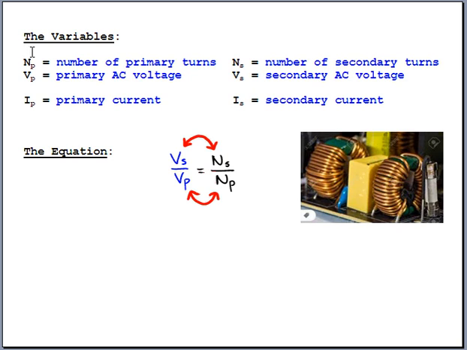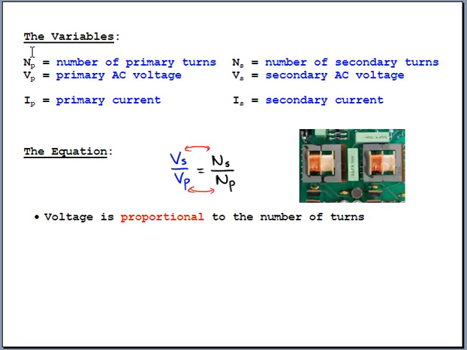We'll modify it a little bit in a minute and add the currents in there, but for now we're going to start off with this. And so what I'd like to just highlight is that the voltage is proportional to the number of turns. If there are more turns on one side of the transformer, then that side of the transformer is going to have more voltage on it. Okay, that's what we mean by saying the voltage is proportional to the number of turns. And by turns, I just mean wraps of wire. So sometimes we'll say coils, turns, wraps, whatever you want to call it.